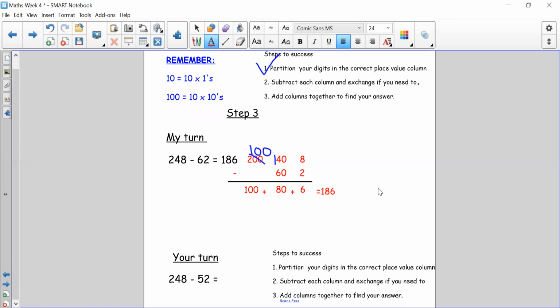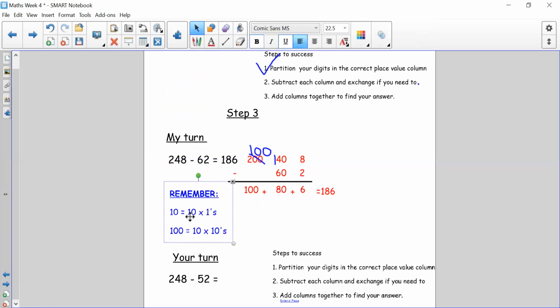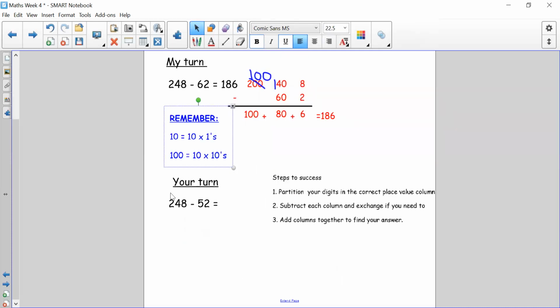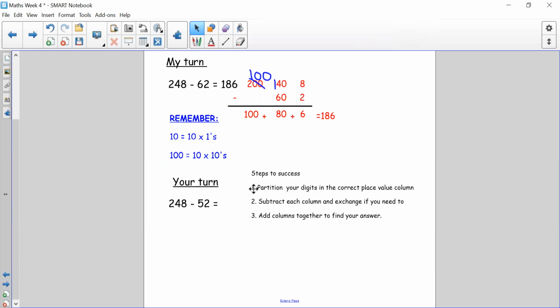Okay, you need to have a go now. Please remember these exchanging tips. Okay, 10 counter becomes 10 1s, 100 becomes 10 10s. Your number sentence to have a go with is 248 take away 52. Okay, so pause the video, have a go now, make sure you are using these 3 steps.